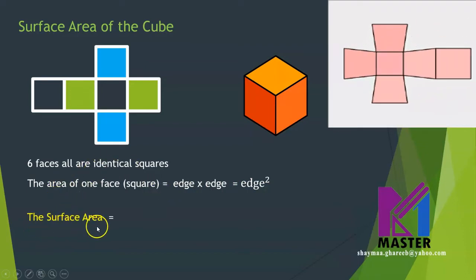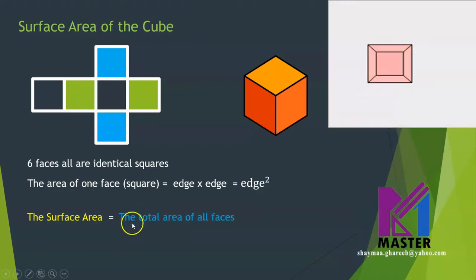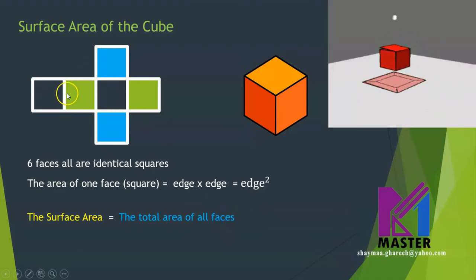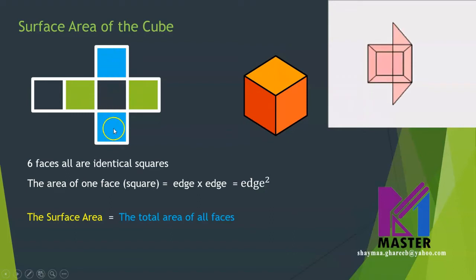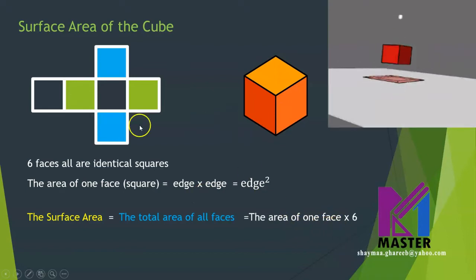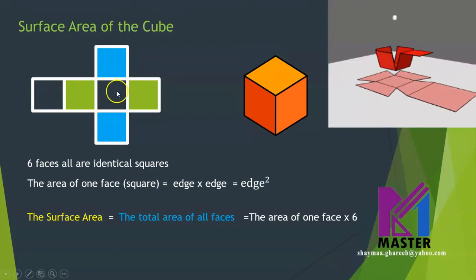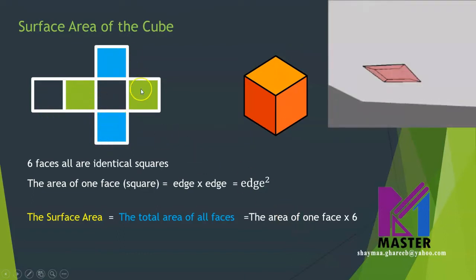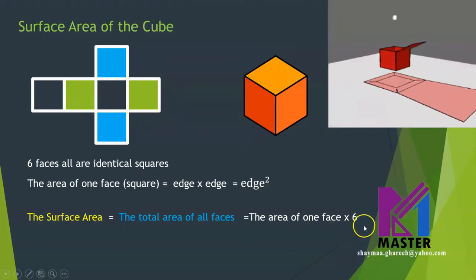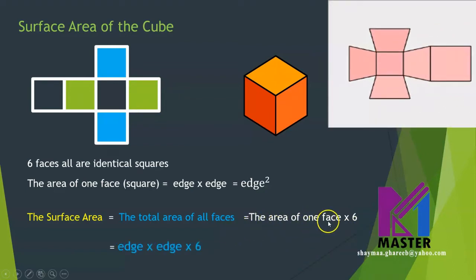Now, if we want to calculate the surface area of the cube, we said the surface area is the total area of all faces. And we said we have 6 faces. Each one of them is a square. So we can say that area of one face times 6. We can add the area of one face 6 times, or we can multiply the area of one of the squares times 6. Is this clear?